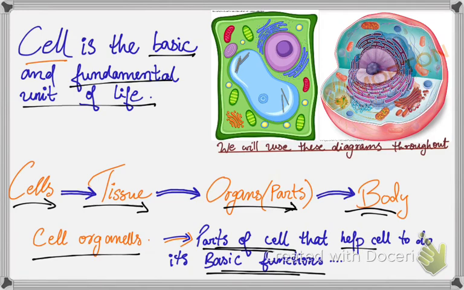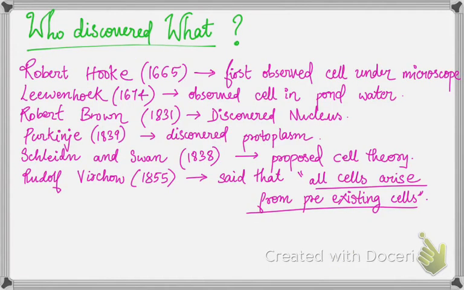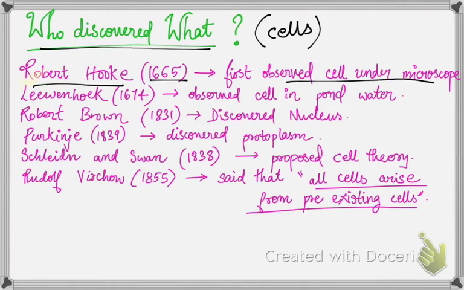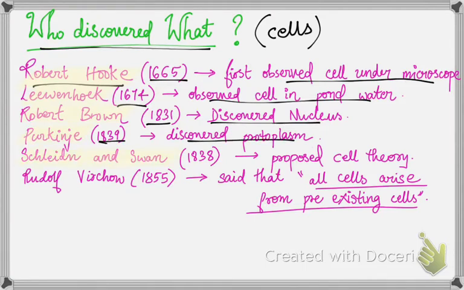So before going deep into this topic, we will see, just like an introduction, who discovered what in this branch of cells. Robert Hooke first observed cells on cork, and they were dead cells, in the year 1665. Anton Leeuwenhoek first observed cells in pond water in 1674. Robert Brown discovered the nucleus of the cell in 1831. Purkinje discovered protoplasm in 1839. Schwann and Schleiden proposed the cell theory in 1838. Rudolf Virchow in 1855 said that all cells arise from pre-existing cells.